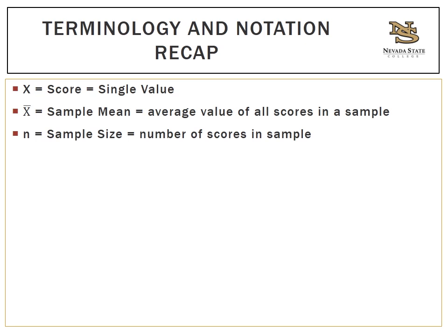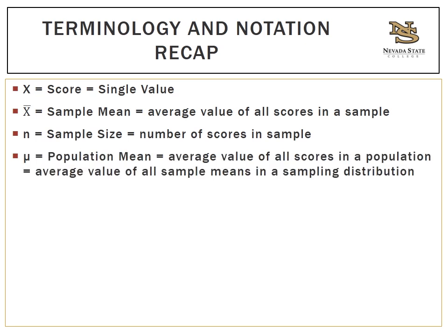Lowercase n would be the sample size, and that's just how many scores would be in the sample. So if I was just looking at one lecture quiz, kind of like a sample of lecture quizzes, how many quizzes I looked at would be the lowercase n. Mu is the population mean.